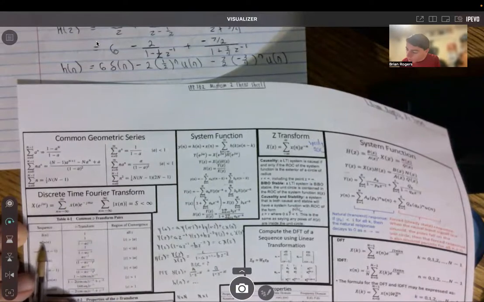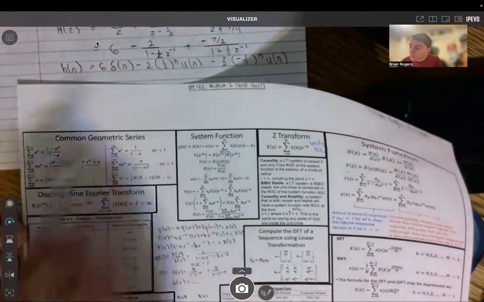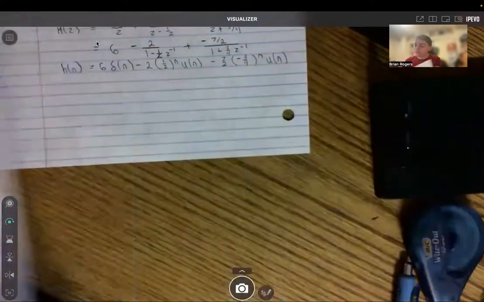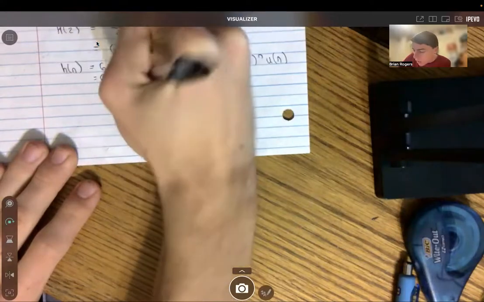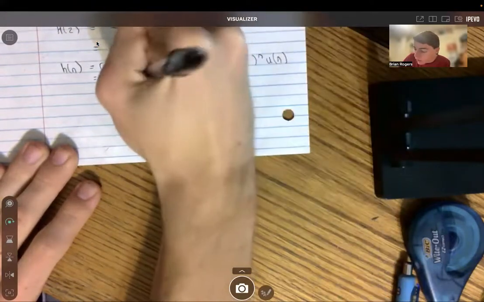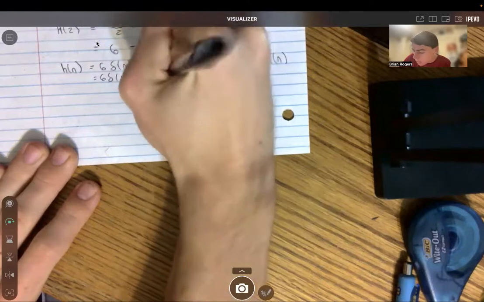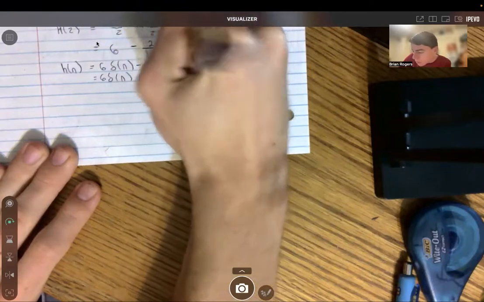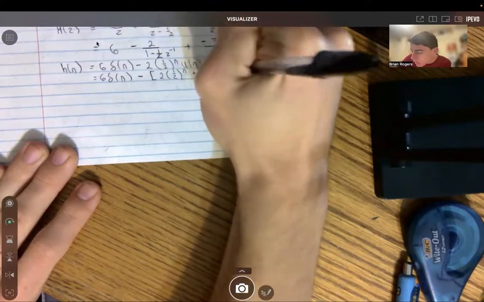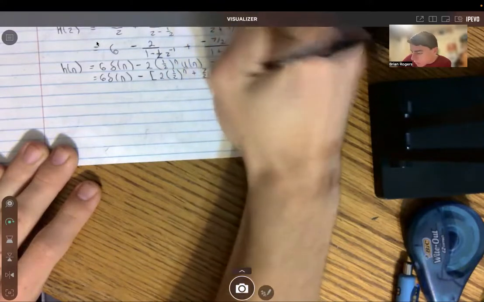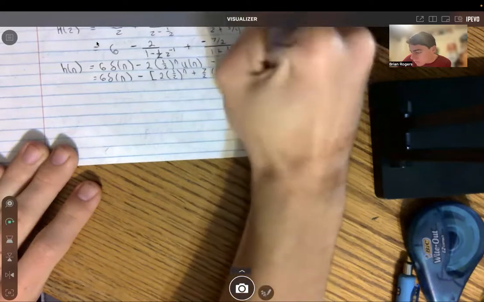And so when we did the inverse z transform, we wrote it in this notation. And then we can simplify this by doing our 6 delta n. And then what we're going to have here is our minus 2 (1/2) to the power of n plus 7/2 (-3/4) to the power of n, and then u of n.